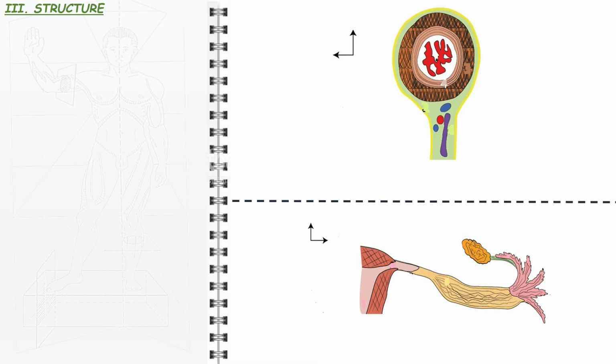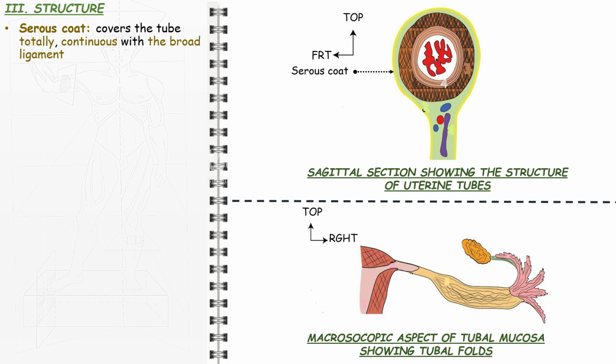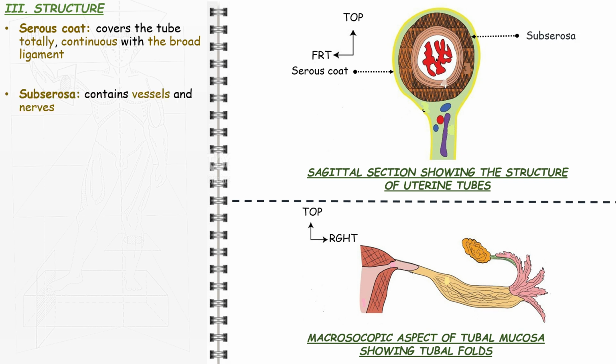Let's now take a deep look at the structure of the fallopian tube and the way this structure serves the physiological course of the zygote during fertilization. The wall of the uterine tube is formed of 4 layers. The serous coat is the outer layer. It covers the tube totally and is continuous with the broad ligament through the mesosalpinx. The subserosa contains vessels and nerves.